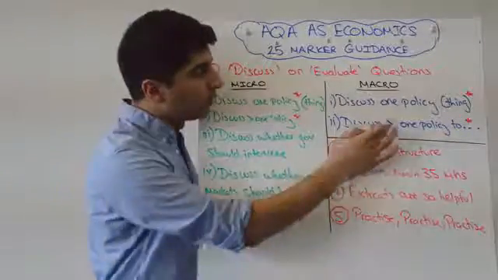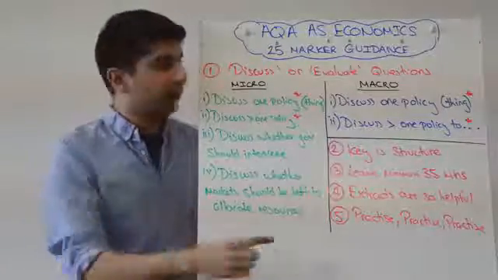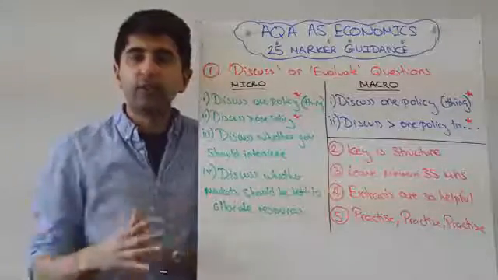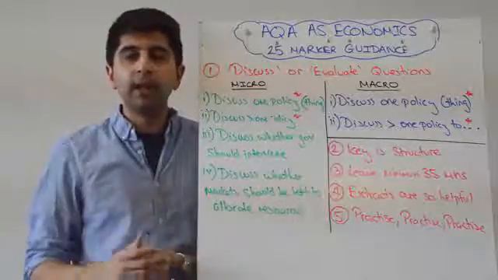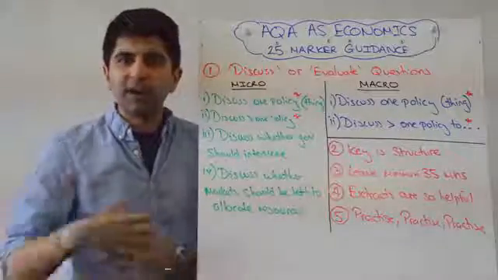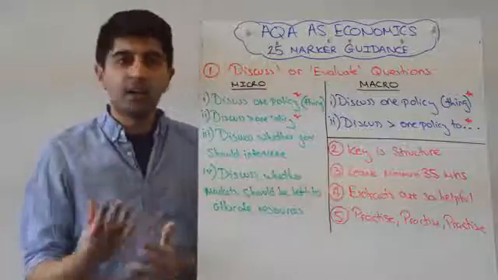But you also get macro questions where it might be discuss more than one policy. So the second one is often policy based. Discuss a range of policies that the UK government could use to reduce unemployment. Discuss a range of policies the UK government could use to increase economic growth. Alright, so it could be like that, a range of policies, maybe 2 policies, maybe 3 policies, whatever.